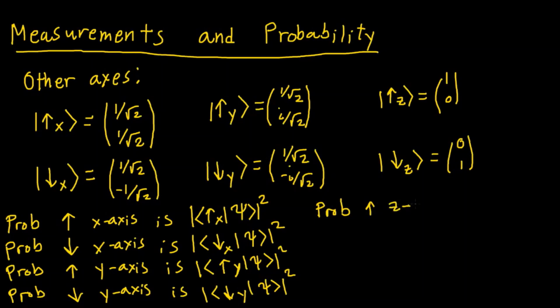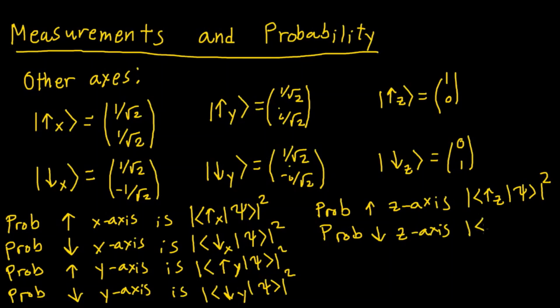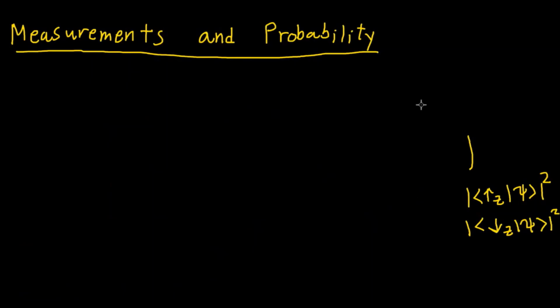This fits in with what we saw earlier, that the probability of measuring spin up along the z-axis is just this, the absolute value of the inner product of the spin up state along the z-axis with psi squared. It's a bit of a mouthful. And the probability of measuring spin down along the z-axis is just this. All right, so let's clear some of this up. And I want to make a very important point.